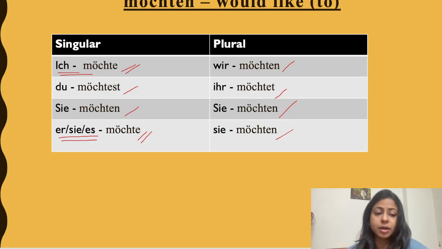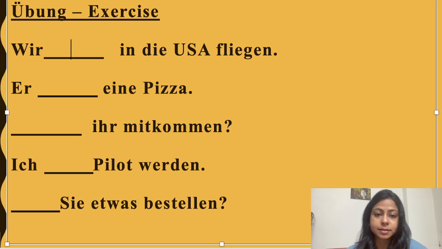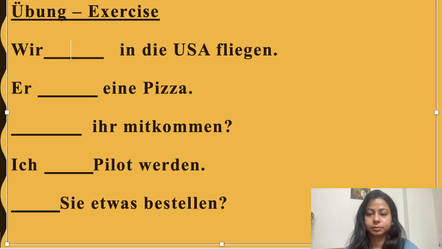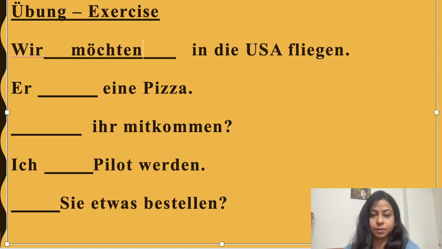I hope you have understood so far. So let's do a small exercise and test what we have learned just now. The first sentence is: Wir blank in die USA fliegen. What would be the correct sentence here? The correct conjugation of möchten would be möchten only. Wir möchten in die USA fliegen.